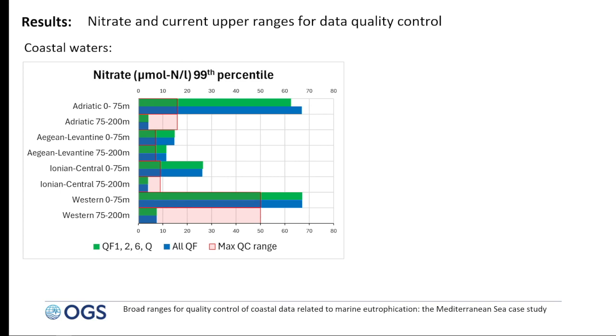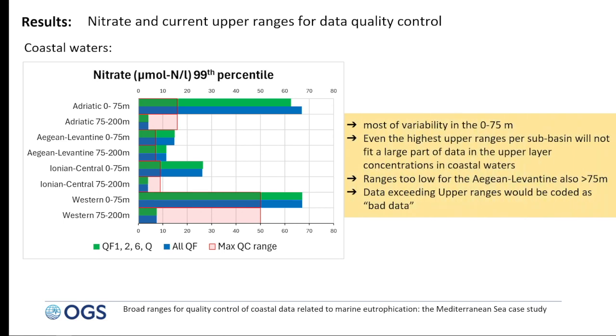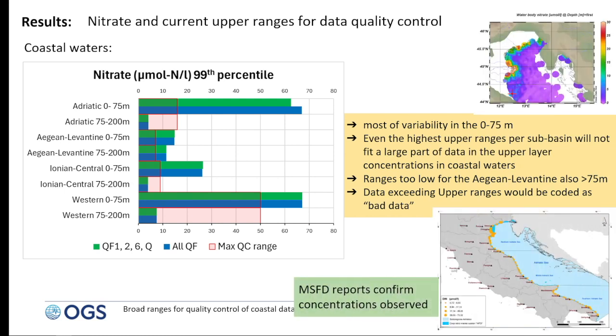So the pink area is the maximum range of concentrations now used, and you see that most of the data are quite above. So even the highest upper range will not fit a large part of the data in the upper layers, and ranges are too low even for the bottom layers in the Ionian, in the Aegean Sea. So you see, this is why we lost all the eutrophication signal.